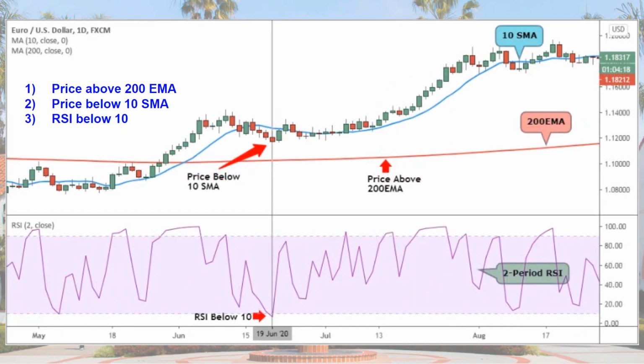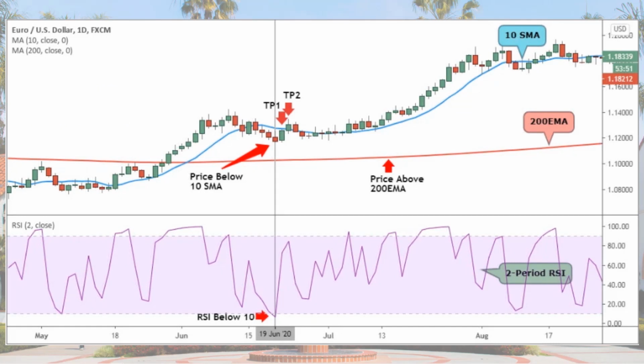The mean reversion trading strategy needs to satisfy 3 triggers. First, the price needs to be above the 200-day EMA. This means that the overall price is in an uptrend, and we're only going to look for buy signals in bull markets. Second, we look for the price to be below the 10-day SMA, which shows a deviation from its mean. Last but not least, we look at the RSI to overshoot below 10, which signals that we're in oversold territory. Once all 3 conditions are satisfied, we enter a trade at the open of the following day.